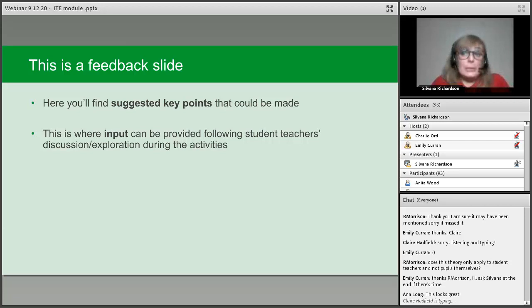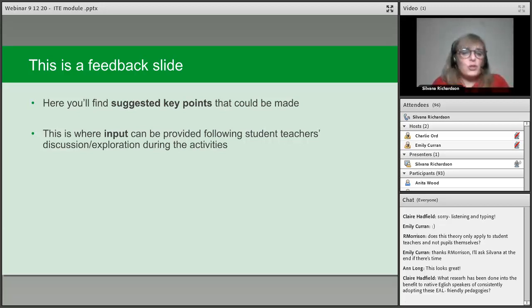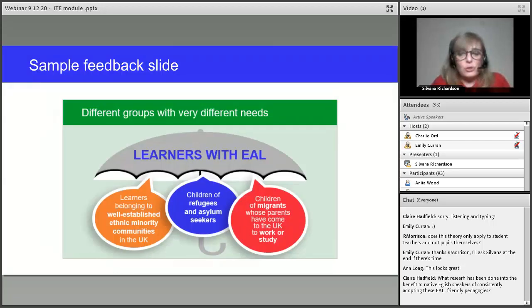Green means feedback. So here in the green slides, you will find suggested key points that could be made if you want at the end of activities. And this is where input can be provided following student-teachers' discussion or exploration during activities, of course, in addition to the points that you will want to make that will depend on the discussion that emerges during the session.